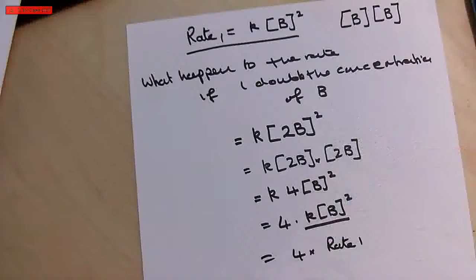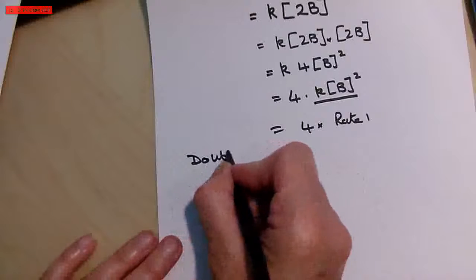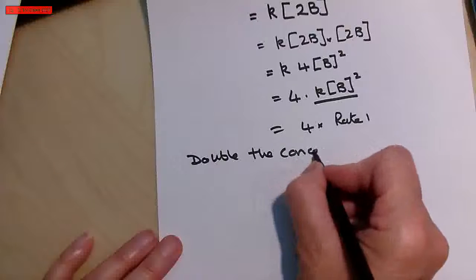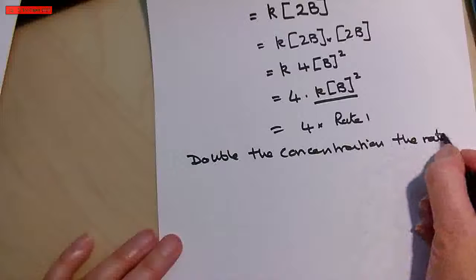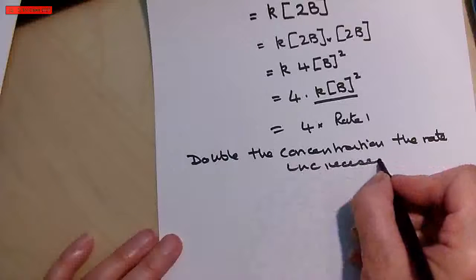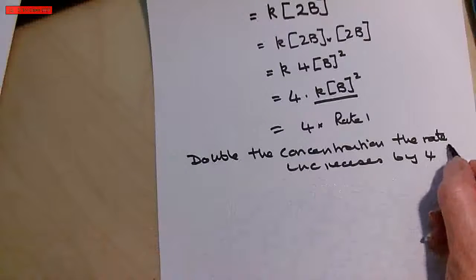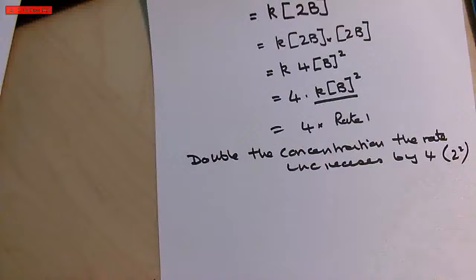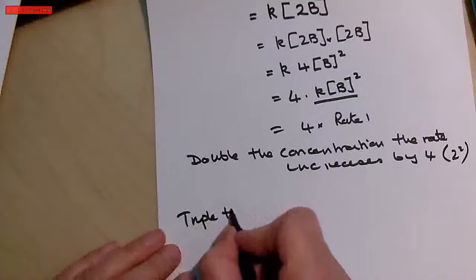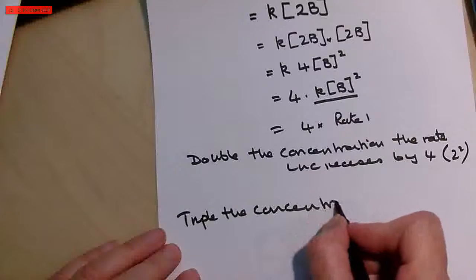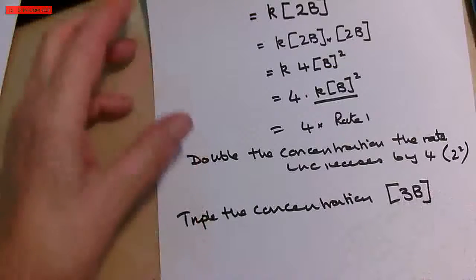So if I double the concentration, the rate increases by 4, or 2 squared. Let's have a look if I tripled, so triple the concentration. So I'm going to use 3 times the amount of B.